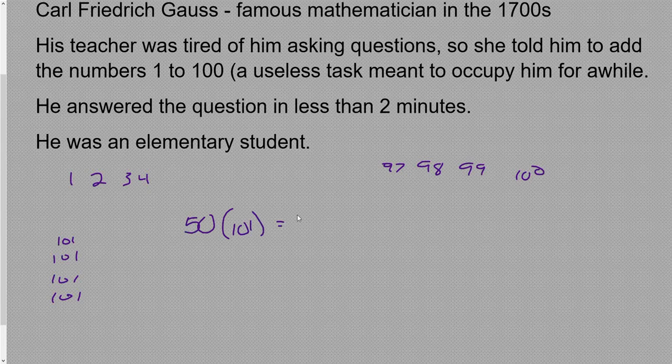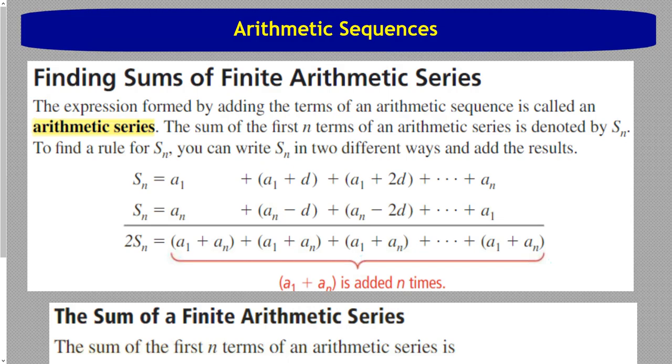So you multiply 101 times 50, and we end up with 5,050. So if you were to add up the numbers 1 to 100, this is the total. He did it that quickly without being taught that, just by figuring it out. And from that is how we are able to add huge sums of arithmetic series.